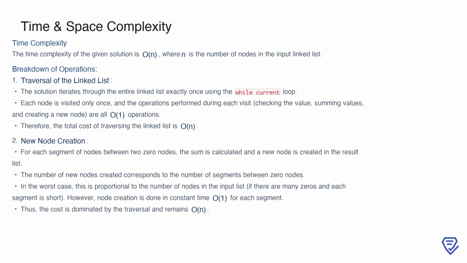Additionally, as we process each segment of nodes between two zero nodes, a new node is created for the output linked list. The number of new nodes created corresponds to the number of segments, which in the worst case could match the number of nodes if there are many zeros with short segments in between. However, since creating each node is an O(1) operation, the overall cost remains dominated by the traversal. Therefore, the total time complexity remains O(n).